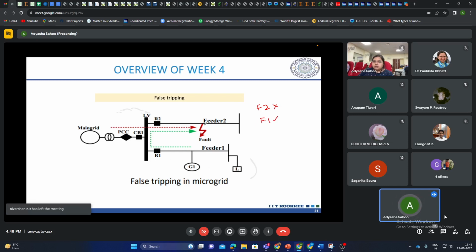What will happen is, when we have a fault here, this generator will start to feed this fault current, and this being a non-directional relay, it will also trip. That means we are isolating the healthy feeder also, which was not the ideal operation. We are isolating this feeder F1 also, which will hamper the load on a healthy feeder, due to the unwanted operation of this relay.